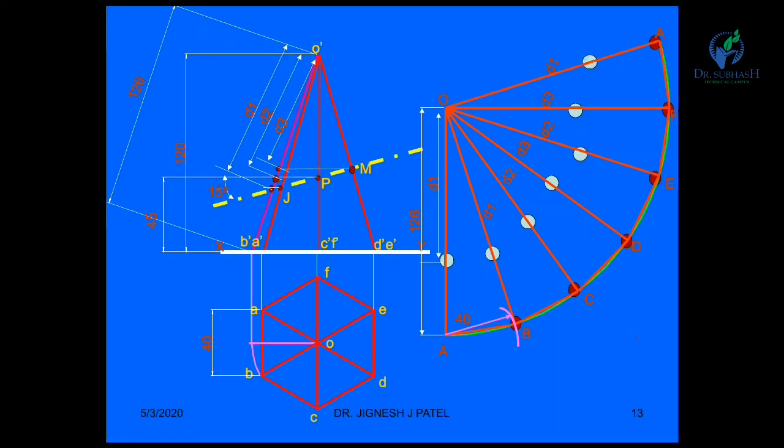Now join all these points by a straight line. So this is known as the development of the truncated pyramid.